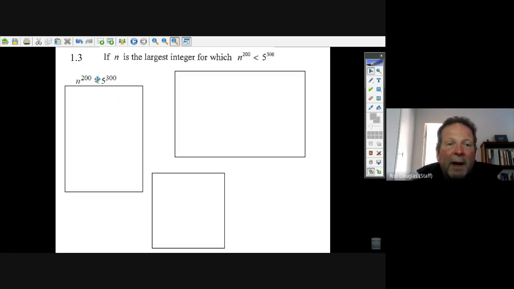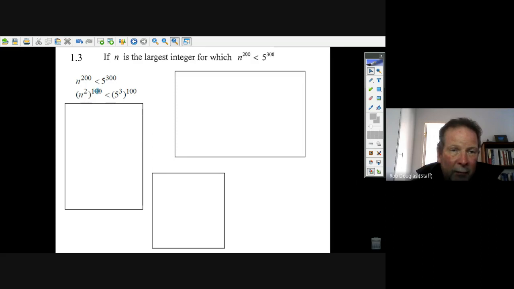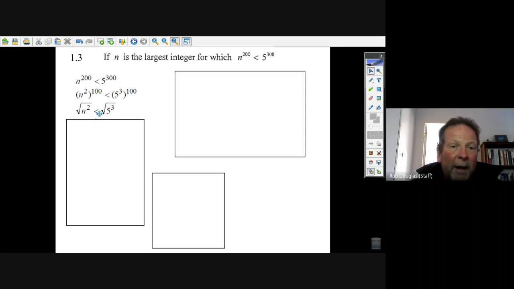I looked at this and I thought, somehow we've got to make the bases the same, instead of the tops. If I made this n squared to the 100th power, and I made this 5 cubed to the 100th power, they'd both be to the 100th power. Now, the only way they could be equal is if n squared equaled 5 cubed.